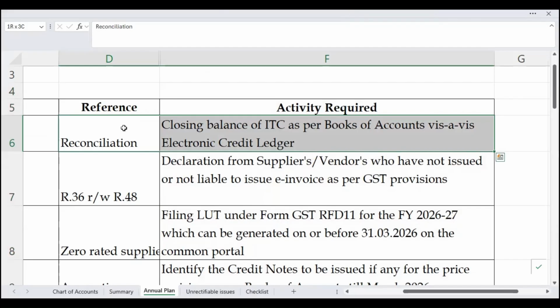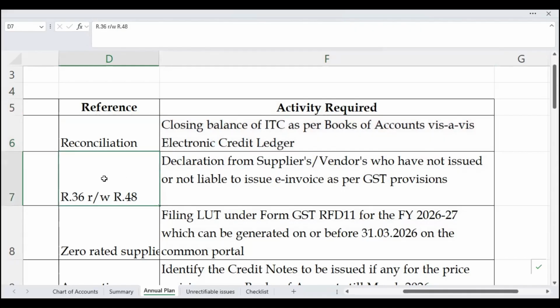See, you have accounted 30,000 in your balance sheet, but in the GST portal, you have 2 lakhs as a balance. How is it possible? Without accounting in the books, you took the credit. That is the opinion the GST officer will get. So my point is, always try to match the closing balance as per books vis-a-vis the electronic credit ledger.